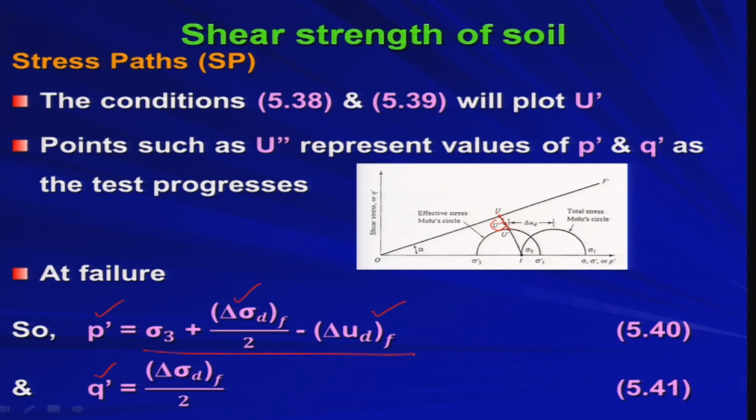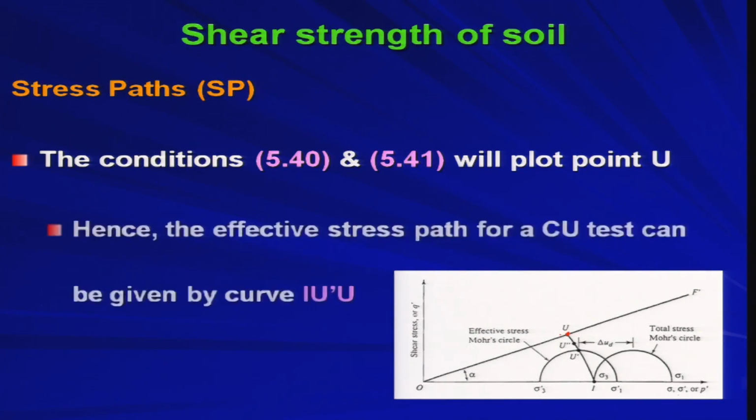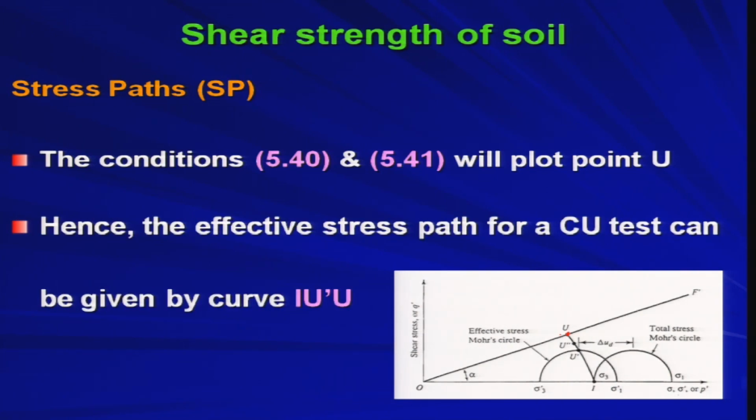Okay. So, if you draw the Mohr circle for total stress and effective stress, you will be getting the point U, which is on the failure envelope OF prime. So, the conditions 5.40 and 5.41 will plot point U. Hence, the effective stress path for a CU test can be given by the curve I, U prime, U double prime, U. So, this curved path is your stress path for the CU test, agreed.